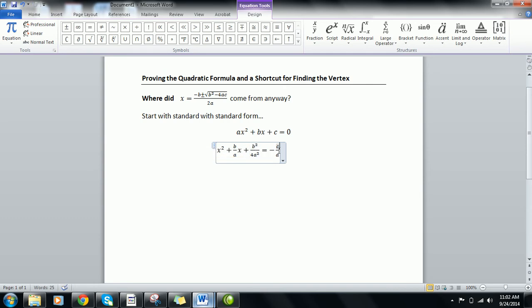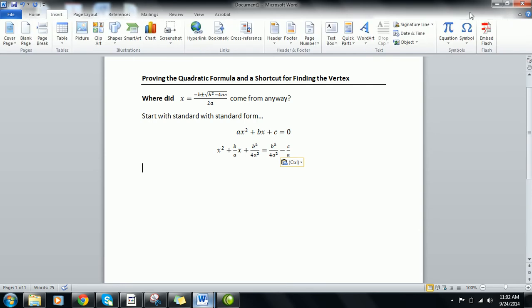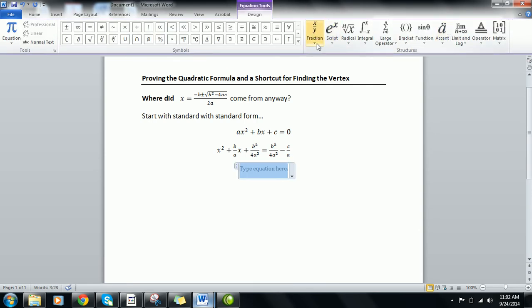Boom. Now what I can do is rewrite the left-hand side, and I'll try to simplify the right-hand side at the same time. By completing the square, by adding b squared over 4a squared to both sides, I can now express the left-hand side as a binomial squared. The way that's going to look is x plus the quantity b over 2a, squared.